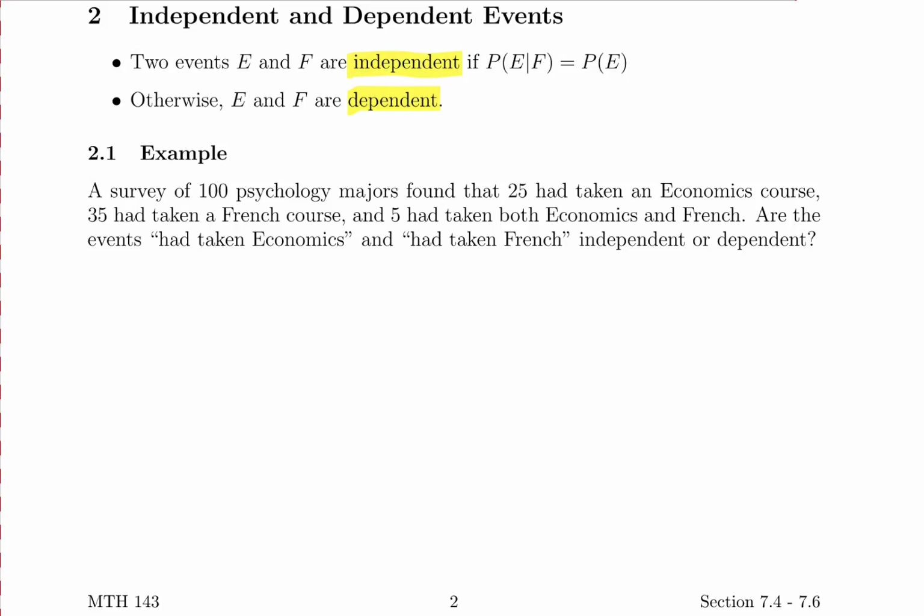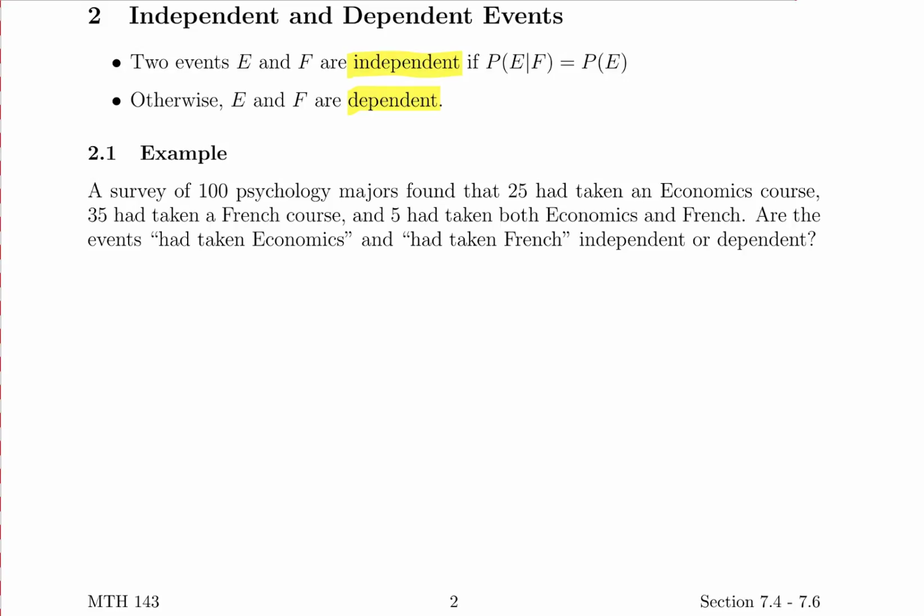So if having the assumption of F changes the probability of E, then the two events are dependent. Even if it makes the probability of E less likely, it's still a dependent pair of events. So let's take a look at this example here. We have a survey of 100 psychology majors. 25 of them have taken economics, 35 have taken French, and 5 have taken both economics and French. Are the events had taken economics and had taken French independent or dependent?